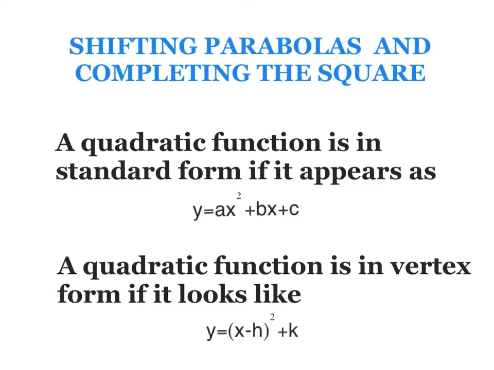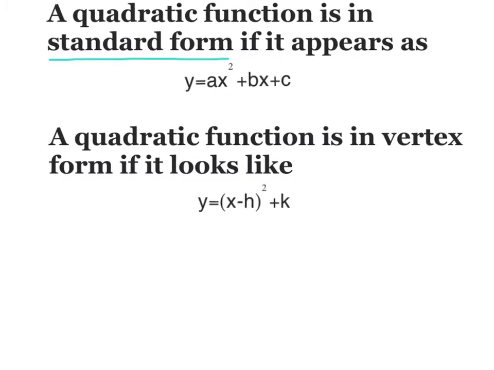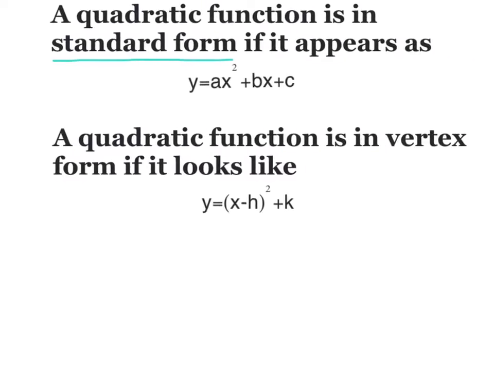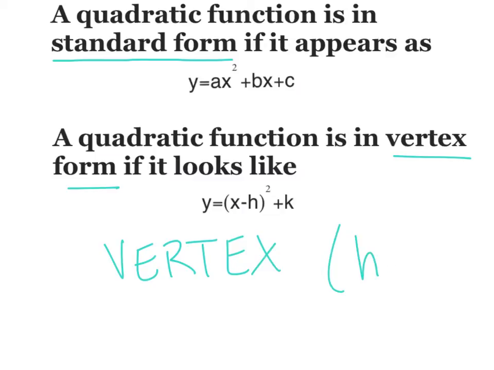So the first definition we need in our notebook is a quadratic function is in standard form, and let's underline that standard form, if it appears in the form y equals ax squared plus bx plus c. And remember, a, b, and c are just numbers. A quadratic function is in vertex form, so let's underline that, if it looks like y equals a times (x minus h) squared plus k. And let me remind you, the vertex or turning point is h comma k.